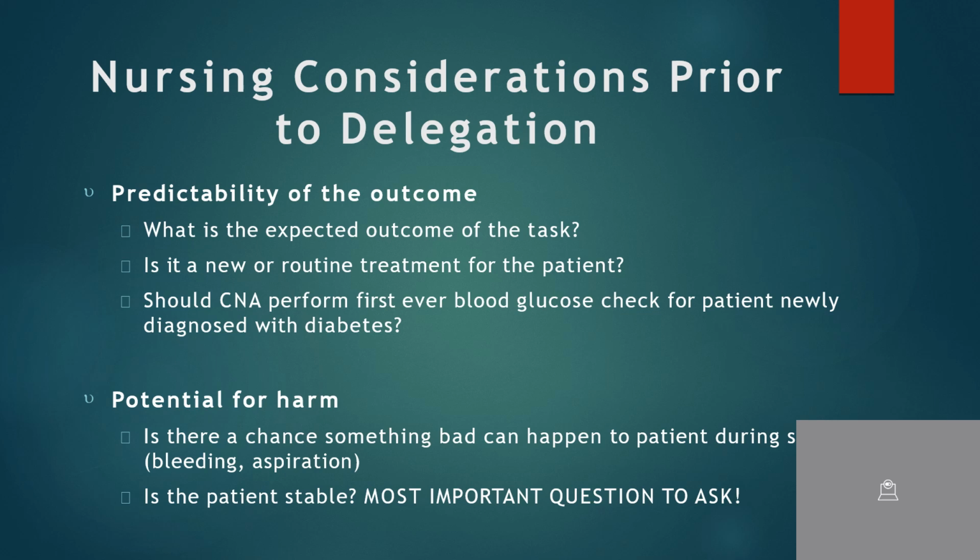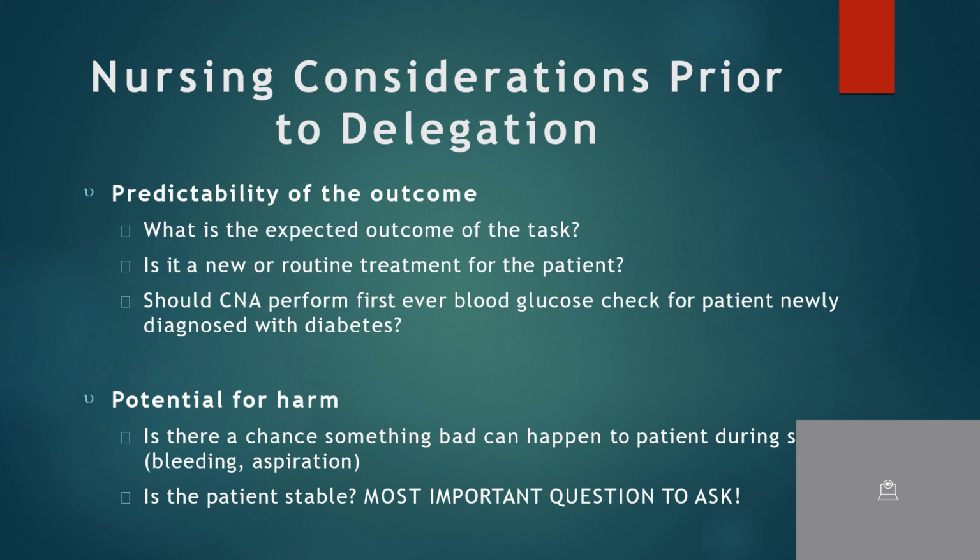And then I look if there's any potential for harm. Is there a chance something bad can happen to a patient during that skill, right? Is there a risk for bleeding? Is there a risk for aspiration? One of the common things they like to see if you're going to delegate to a UAP or to a CNA is feeding, right? But then they'll give you a patient with myasthenia gravis. Is that a stable patient? No, they're at risk for what? Aspiration. They'll give you a patient that just had a stroke 2 days ago. Can I give that to a UAP? Right? Because they're at risk for aspiration. Do you see what I'm saying?